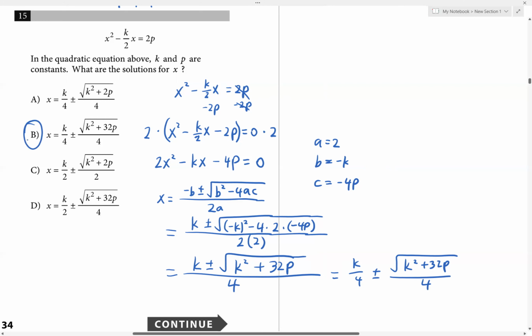So for this question, if we get rid of the fraction first by multiplying by 2 on both sides, it will make it a lot easier to plug in and solve. So for number 15, the answer is B.